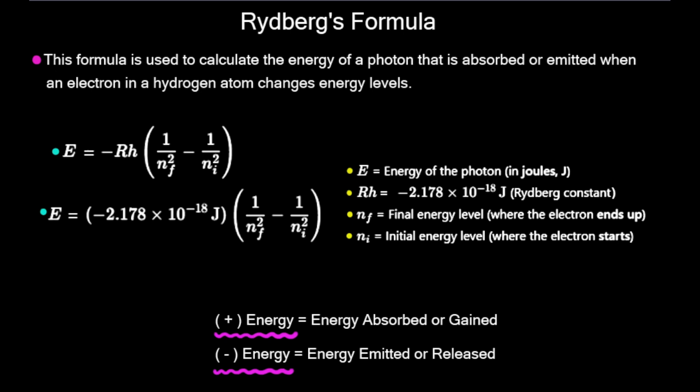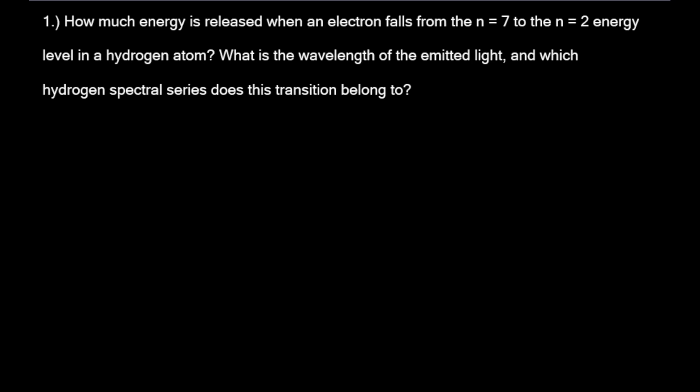Let's begin. Here's question number 1. It reads, how much energy is released when an electron falls from the n equals 7 to the n equals 2 energy level in a hydrogen atom? What is the wavelength of the emitted light, and which hydrogen spectral series does this transition belong to? Take a minute to solve this problem and then come back and see the solution.